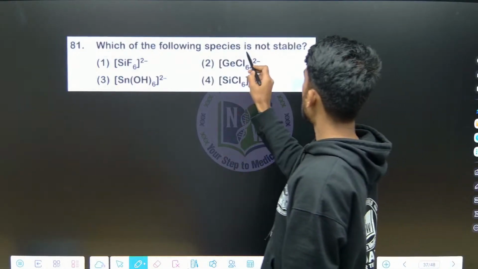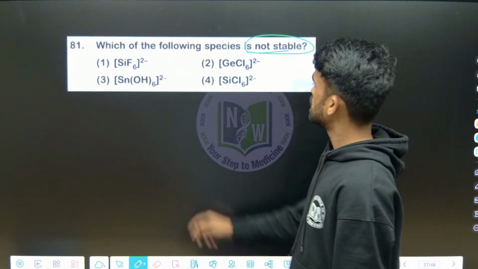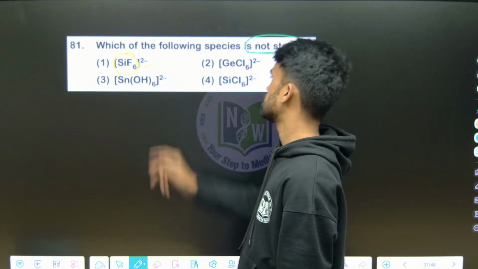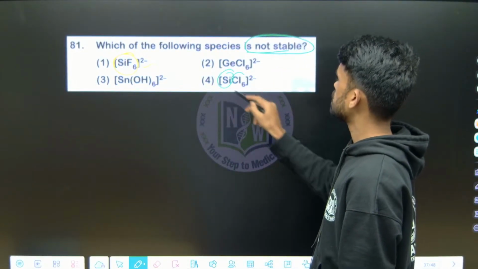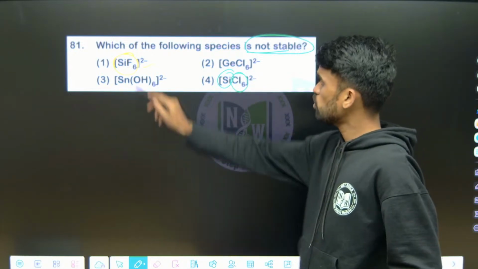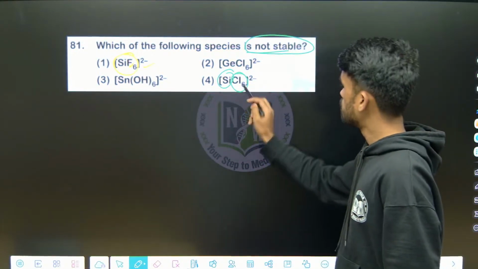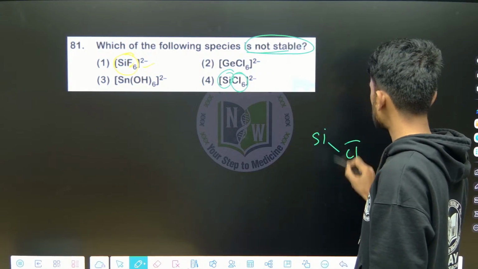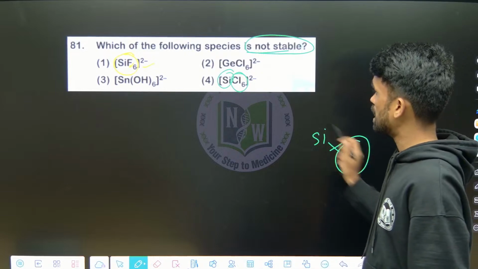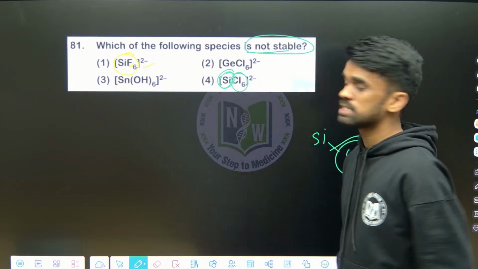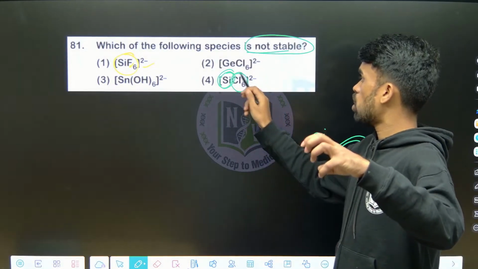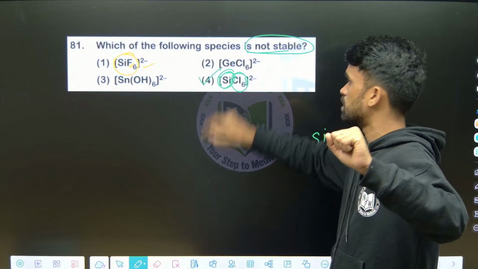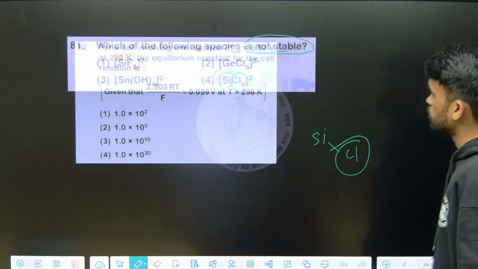Okay, not stable. See, for silicon fluoride, silicon is smaller in size and can be stabilized. But when it comes to silicon hexachloride, chloride has a larger size, so it cannot be accommodated around the small silicon with six large chloride ions. There will be repulsions, therefore this is not stable. So you can directly choose option 4.